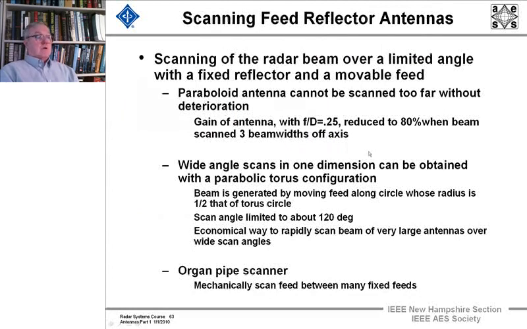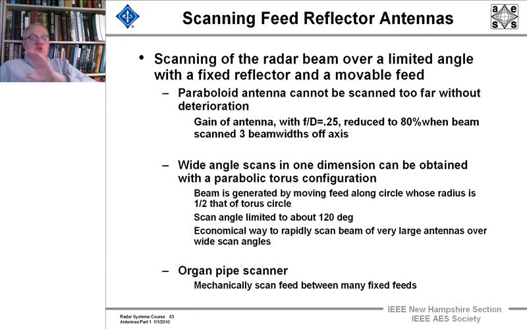Okay, next I'm going to go to scanning reflector antennas. What I'm talking about is scanning a radar beam over a limited angle with a fixed reflector and a movable feed. A paraboloid can't be scanned too far without deterioration. The gain of the antenna with an F over D of 1/4 is reduced to 80%. So to scan wide angles in one dimension, you can do that with a parabolic torus configuration.